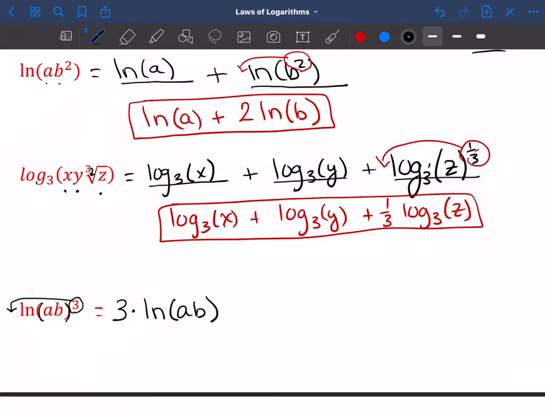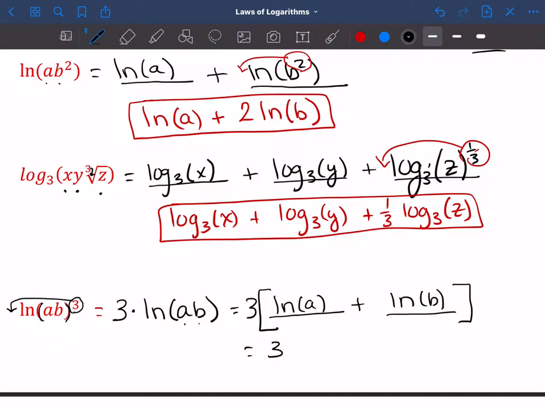Now you do have to be careful with this approach, because now we have 3 on the outside, and we're going to expand. Because we have 2 factors in our product here, we're going to have a grouping symbol so that these 2 terms both get multiplied by 3. So I'm going to use some brackets here to show my expansion. We have the ln of A plus the ln of B. You can leave it like this, or you may expand it as 3 times the natural log of A plus 3 times the natural log of B.